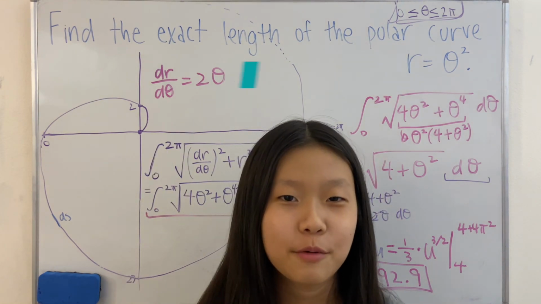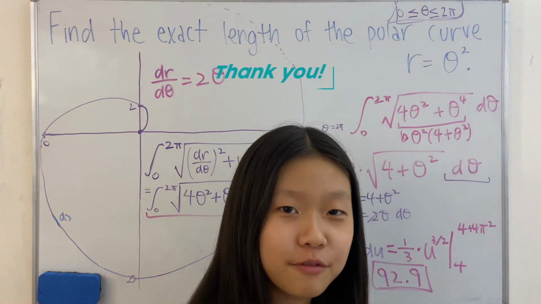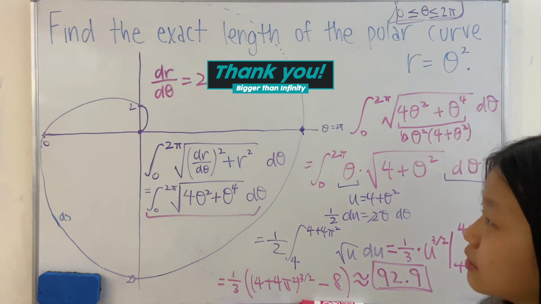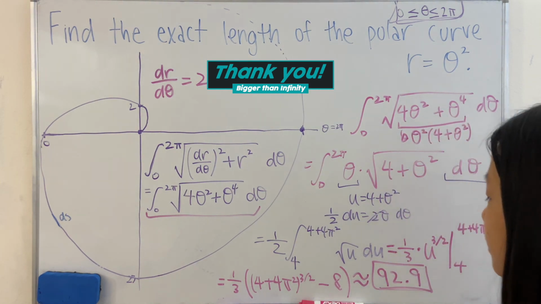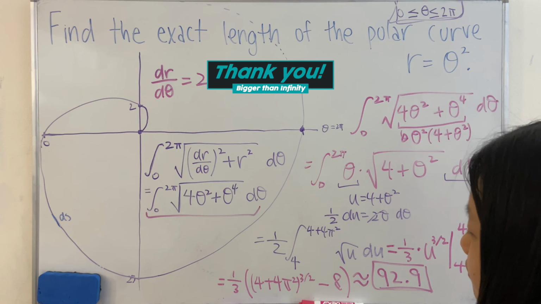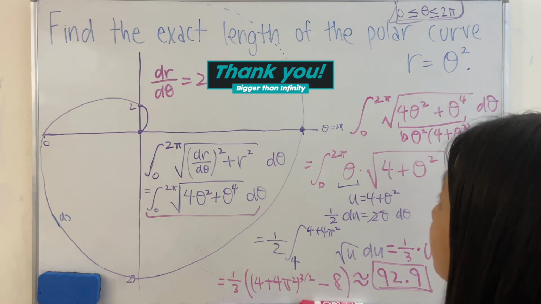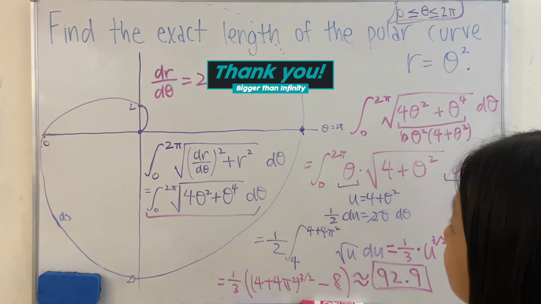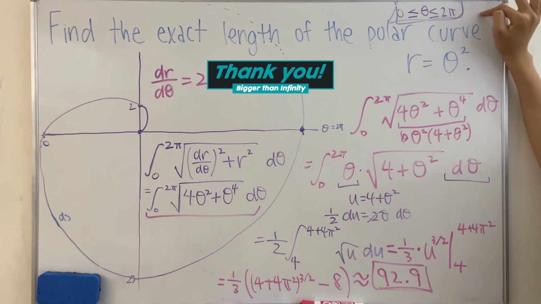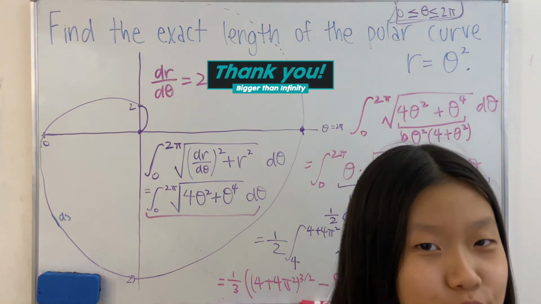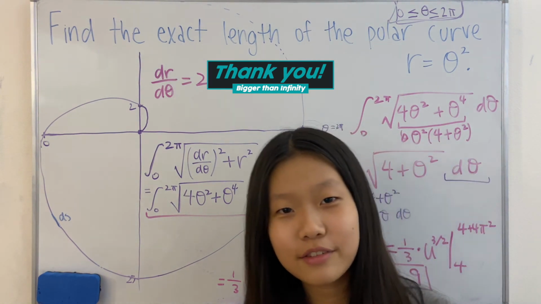Thank you for watching, everyone. In this video, I solved for the exact length of this polar curve, r is equal to theta squared, and we got 82.9. I also showed you guys how to find the formula for the length of a polar curve, and I actually just learned that. And I'm so sorry I forgot to add this, so I'll just put that in a caption at the beginning of the video.